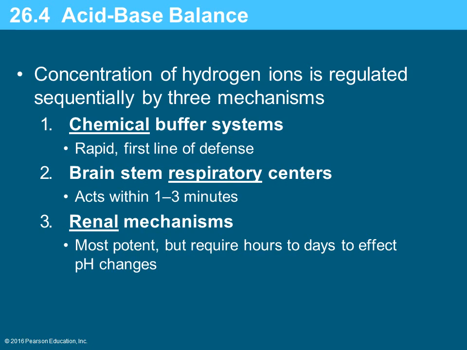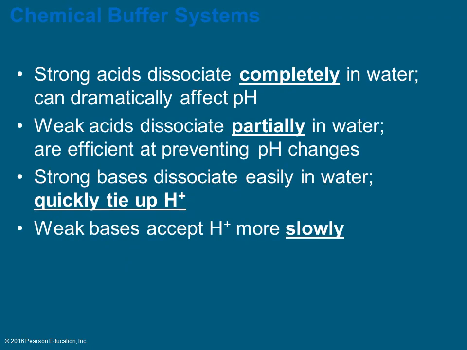There are different ways of regulating the concentration of these hydrogen ions, in other words, dealing with this acid-base balance. There are different chemical buffering systems. This is usually very rapid, the first thing that you can address. You also have the respiratory centers in the brainstem that can act within a few minutes, and then you also can control pH by the kidneys. This is a slower type of response, but it's a stronger response.